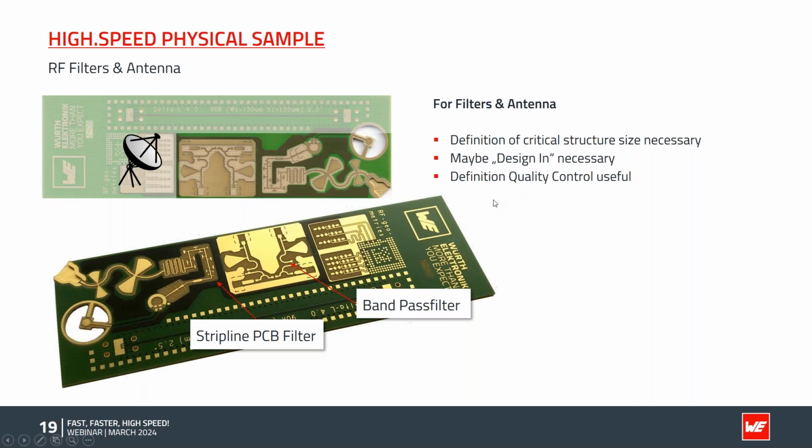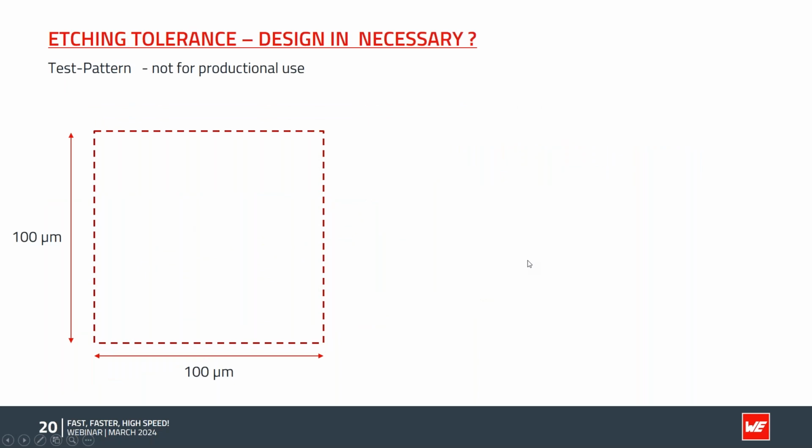Also, a definition of a quality control is useful because, again, the IPC tolerances are often too big for that kind of structure. We can fine-tune it, but it has to be defined how we do it because it's also more effort. So what does design-in mean?